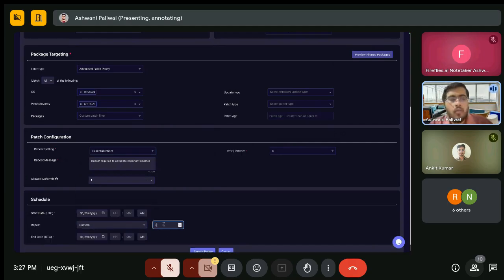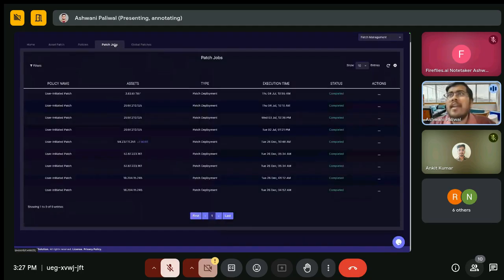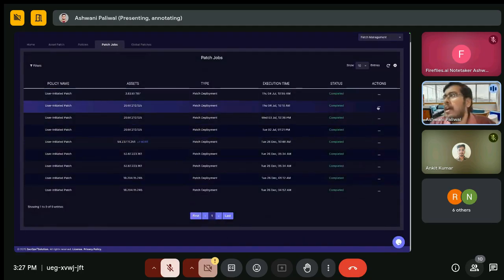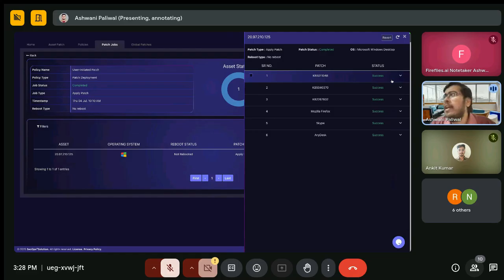So I can say, hey, run this patch every 3 days. So every 3 days, this policy will run. If there is any missing Windows critical patch that is around, it will just detect it and deploy on all the devices that I have selected. And as an IT admin, you get full visibility here as to what happened to this patch. So I can get all details here.